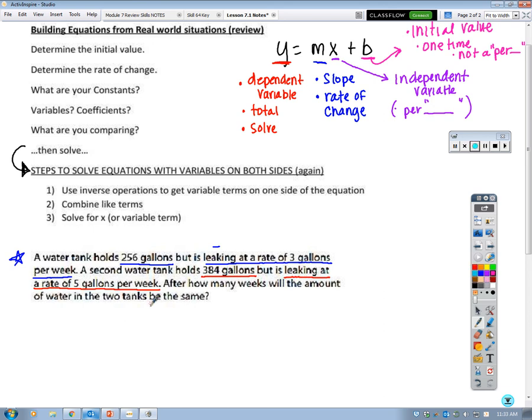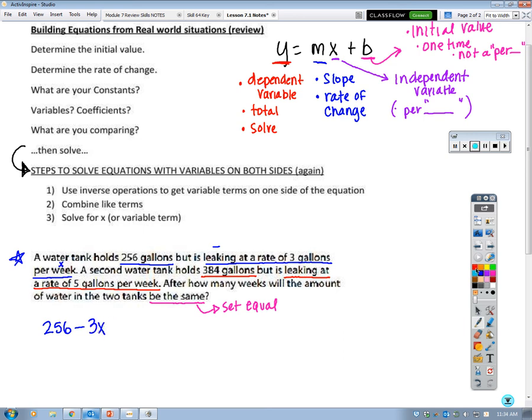Now that's an important statement because that means that you are setting your equations equal to each other. So let's go ahead and try and build an equation from this. We've got our first tank here that holds an initial value of 256 gallons, but is leaking, so that's subtracting, at 3 gallons per week. So our independent variable here is weeks. That's going to be our x. So it's 3 gallons per week.